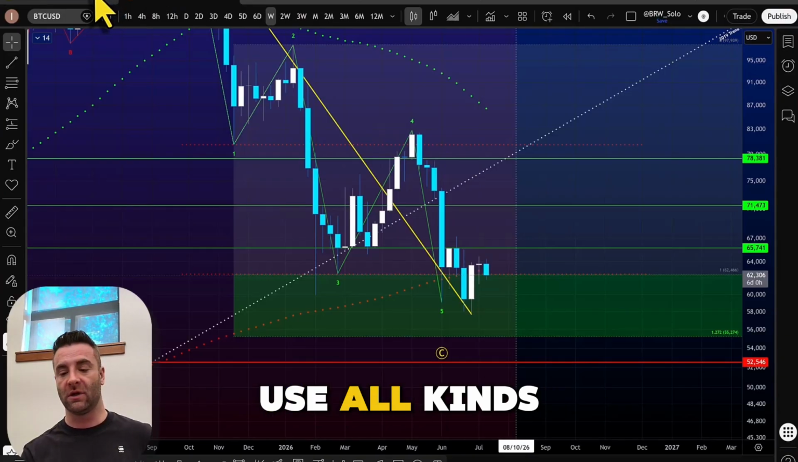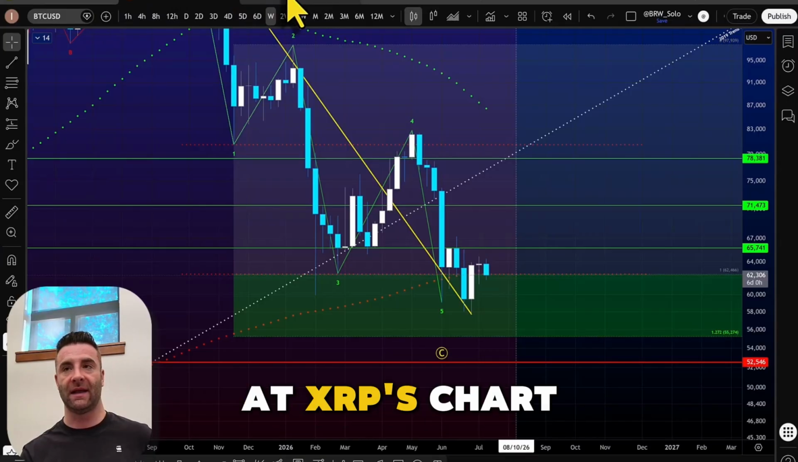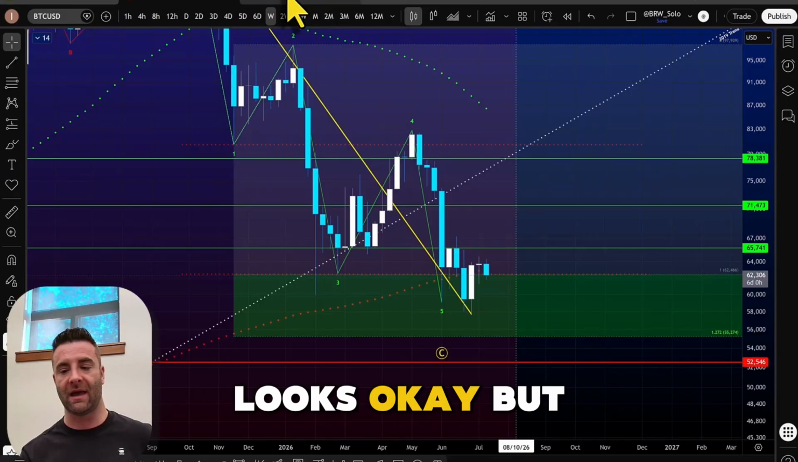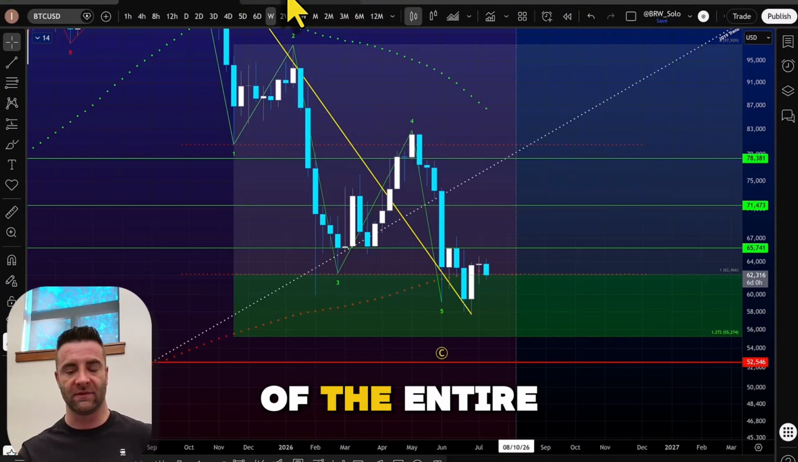Right, so we're going to use all kinds of data to support TX here because I can't just look at TX. If I looked at XRP's chart right now, I would tell you I have no idea how that looks. It looks okay, but anything can happen with that. So we have to just use the confluence of the entire market.